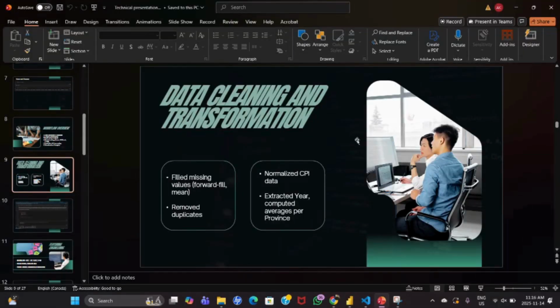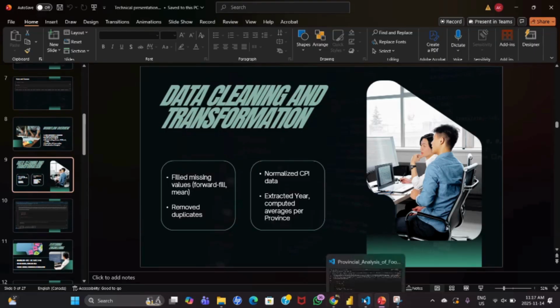So, hello everyone. I am Akhil. To start, we focused on data cleaning and transformation because accurate forecasting depends on a reliable dataset. We first examined the dataset for inconsistencies. Any missing values were handled using a combination of forward fill and mean replacement, depending on the nature of the gap. We also checked for and removed duplicates to avoid distorted trends.